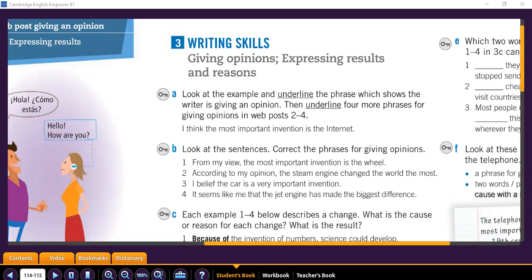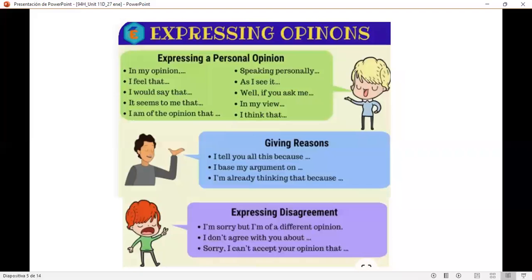¿Por qué les he ampliado la lista de frases que pueden ocupar ustedes para dar sus opiniones? Because this is essential, especially when you're giving your speaking PET exam. Cuando ustedes van a dar la parte de speaking en la suficiencia, estas frases son indispensables. These are going to be essentials.